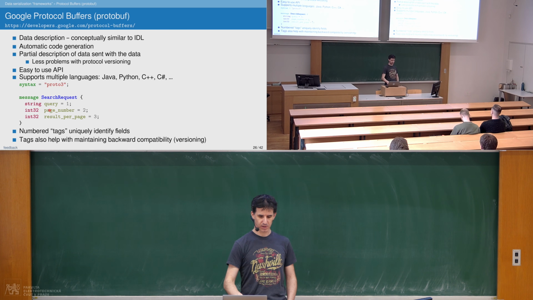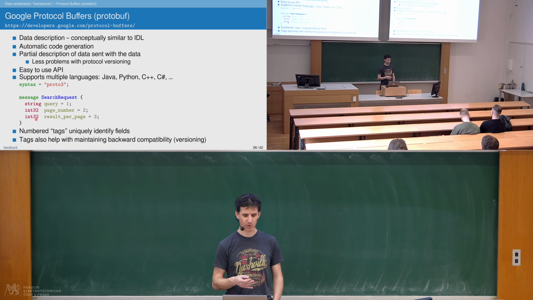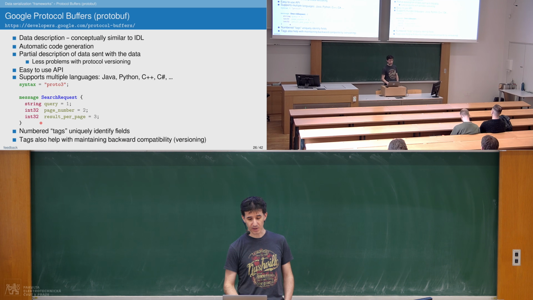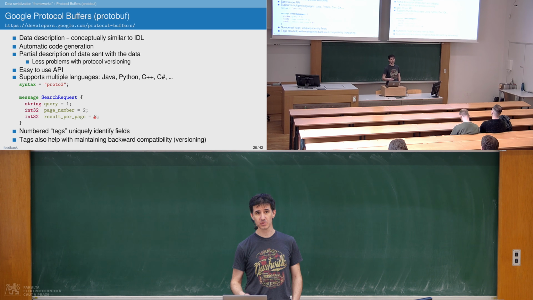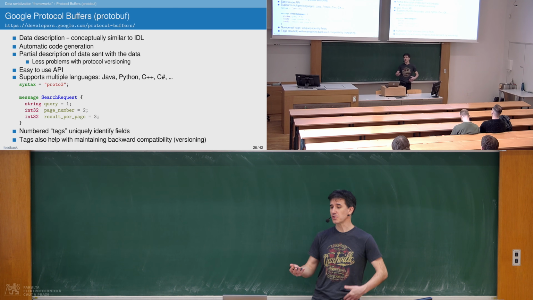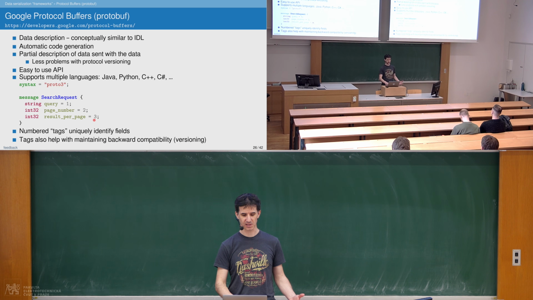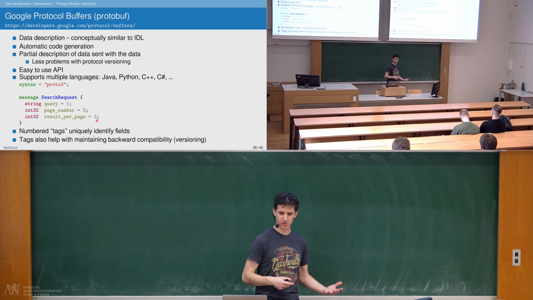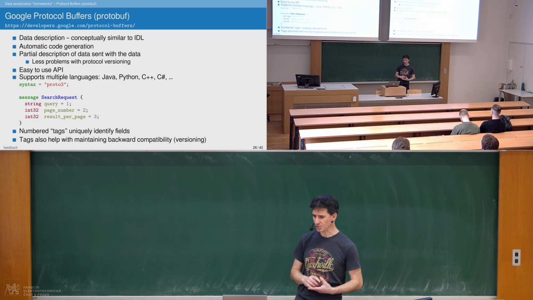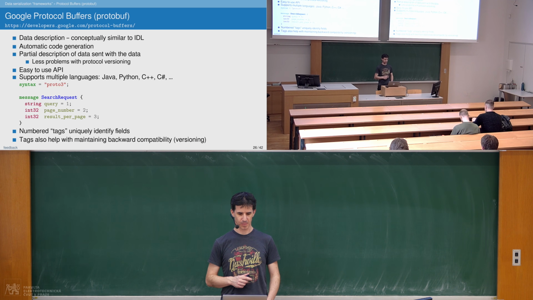Similarly, if you want to change the type, for example the type of results per page from 32-bit to 64-bit, you can do it, but then you should also change the tag so that the receiving side knows whether the client sends the old 32-bit version with tag 3 or the new 64-bit version with tag 4. So this is how protocol buffers help with versioning.